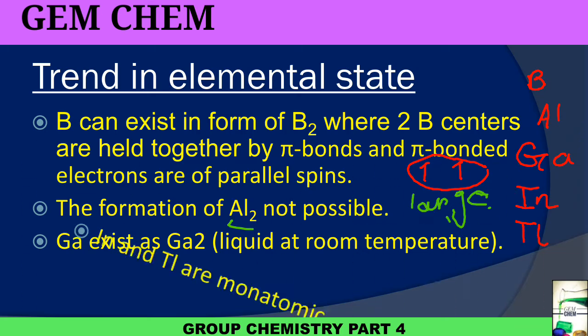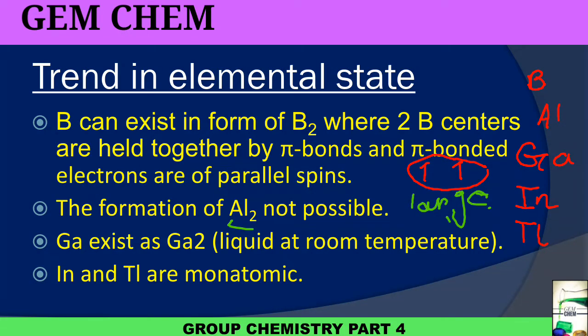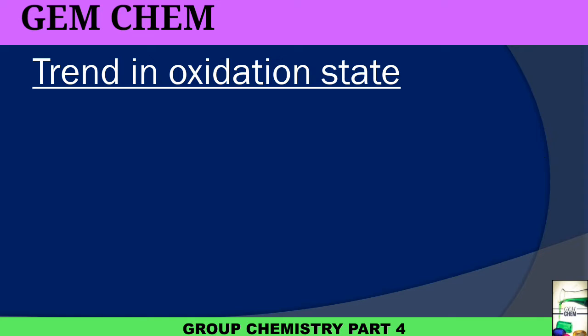Next is that the last one, which is indium and thallium, are monoatomic. So why is it monoatomic? Because it has a larger size and it cannot participate in pi bonding. Next comes trend in oxidation state.